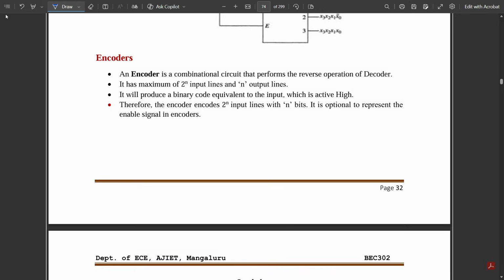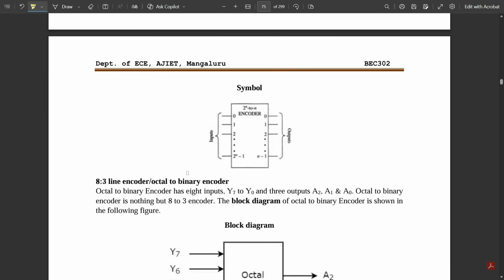So, encoders. As I've told you, if you understand decoders easily, you can analyze the encoders as well. It is just the opposite of the decoder. An encoder is a combinational circuit that performs the reverse operation of a decoder. In decoders the order is n to 2 to the power n, whereas in an encoder it is 2 to the power n to n. It consists of 2 to the power n inputs and n outputs. This is the block diagram of an encoder.